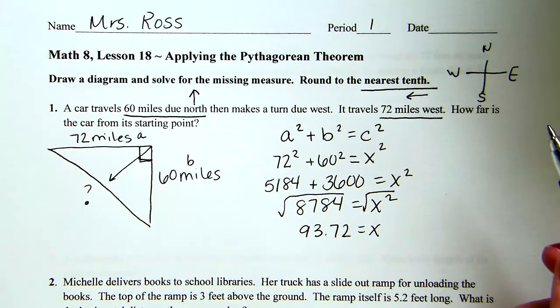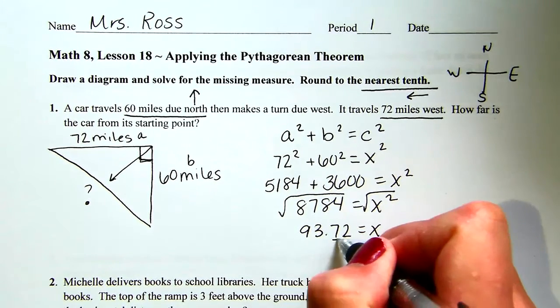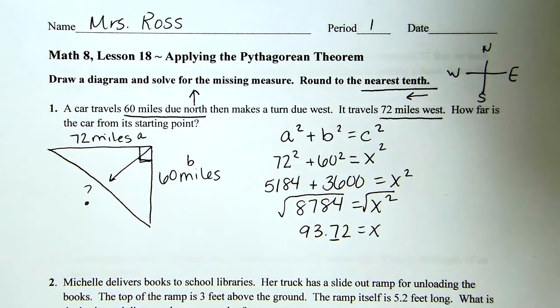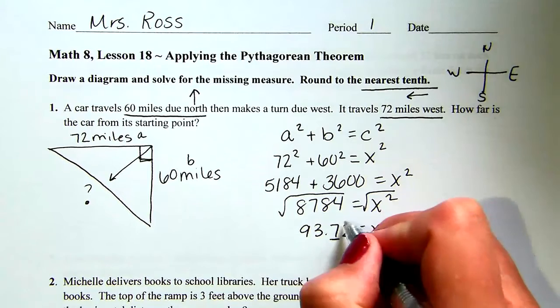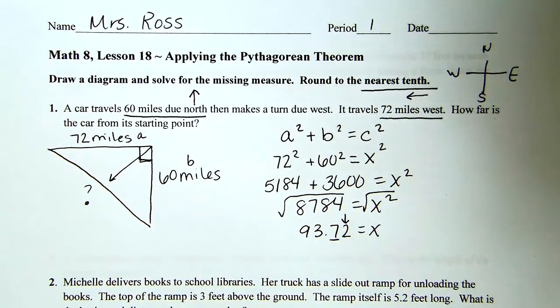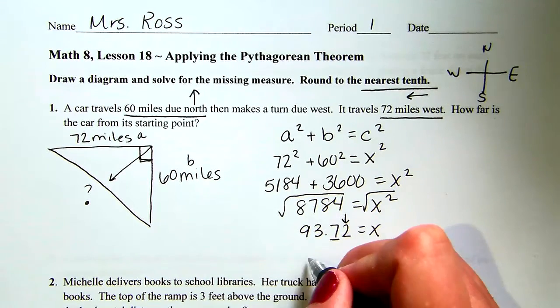So we're going to take a look at this 7. Are we going to round the 7, or is the 7 going to stay the same? This too determines if the 7 is going to change. Because this number is less than 5, it's going to stay the same. So our answer is going to be 93.7.